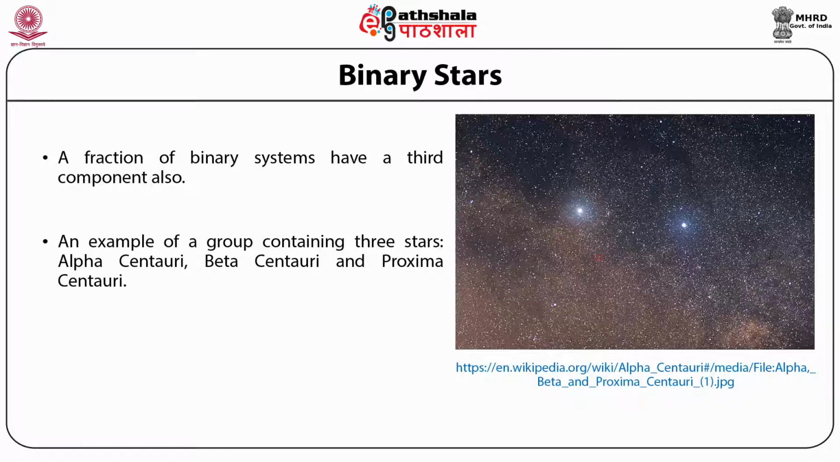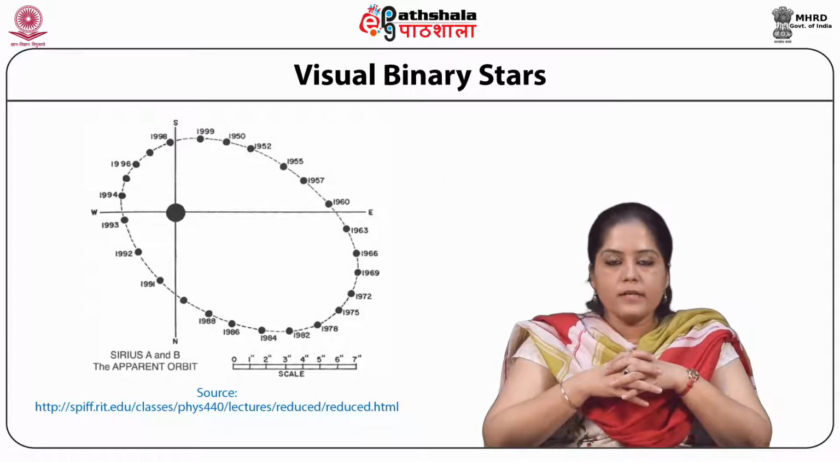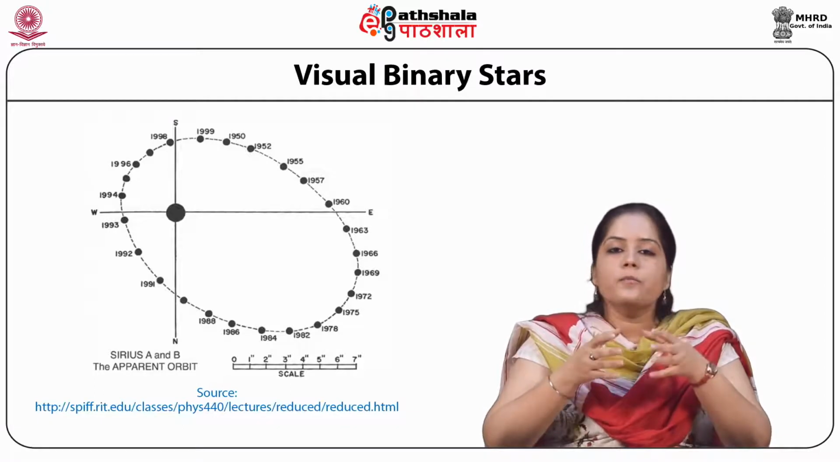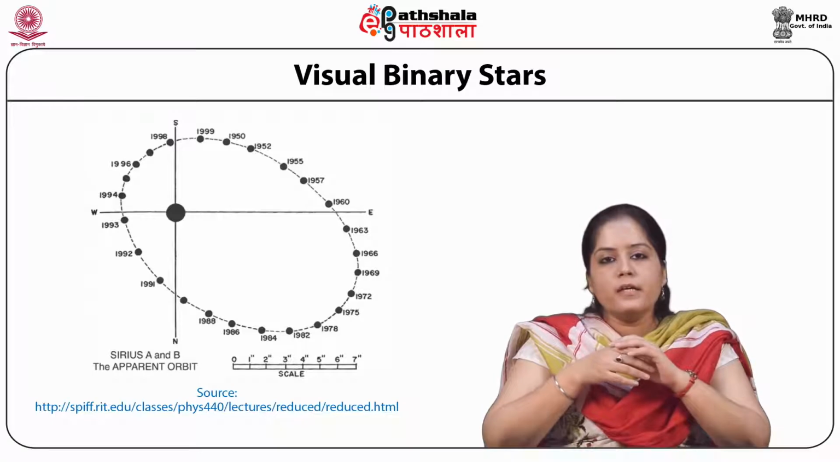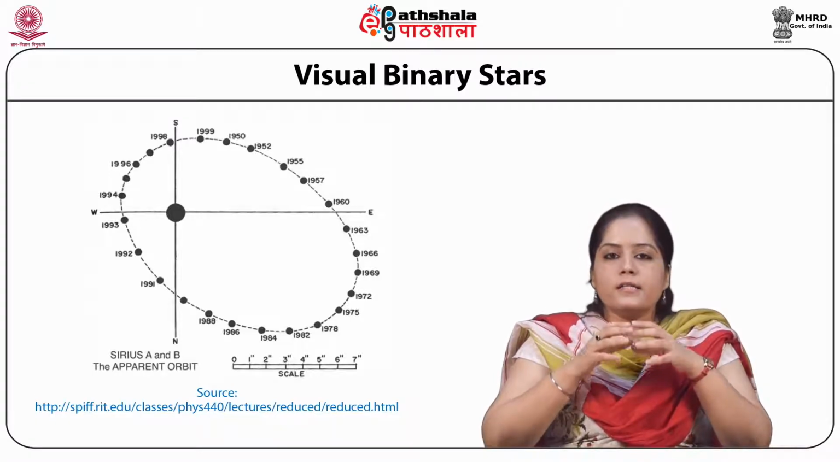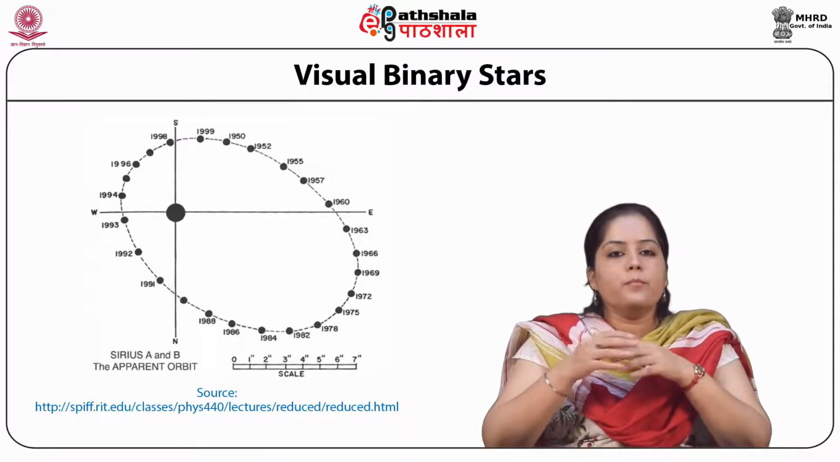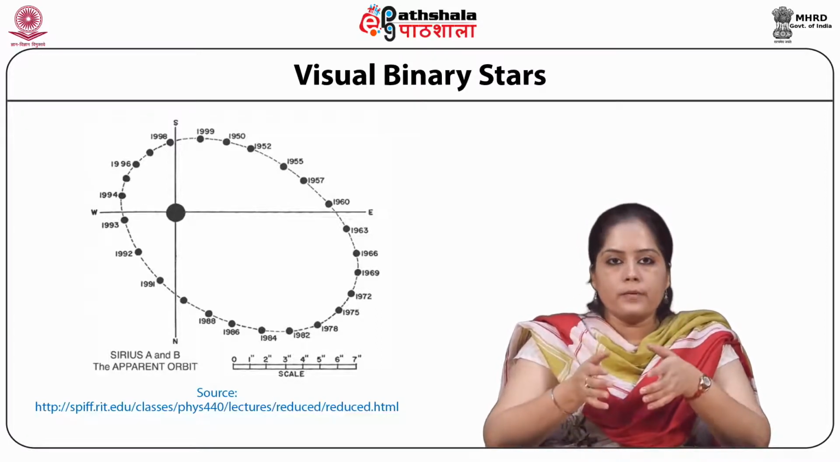Such groups are more useful to us as they give information not only about the masses of their members but also about their sizes. Visual binary stars. A group of stars which can be identified as a binary with the unaided eye or with the help of a telescope is called a visual binary group.